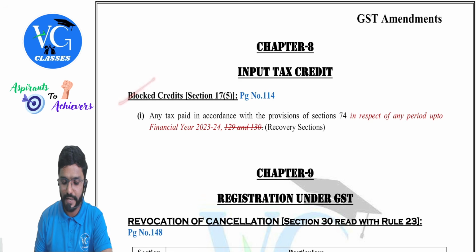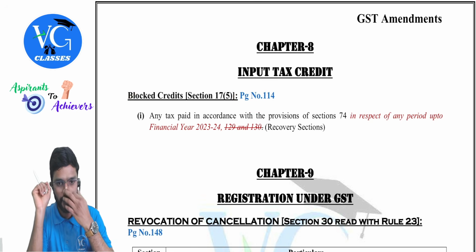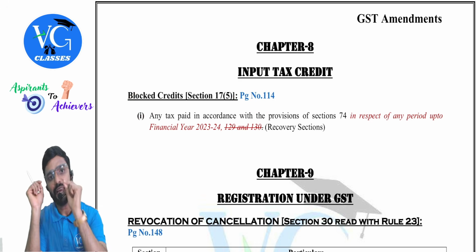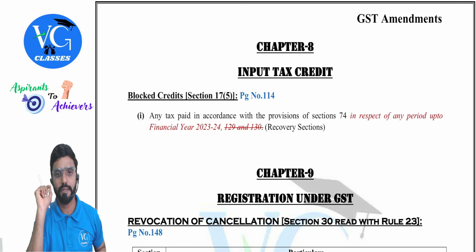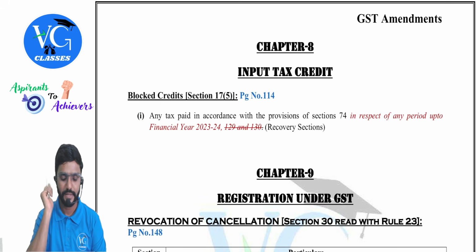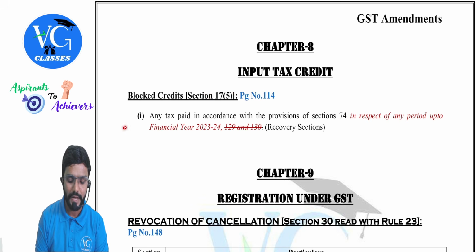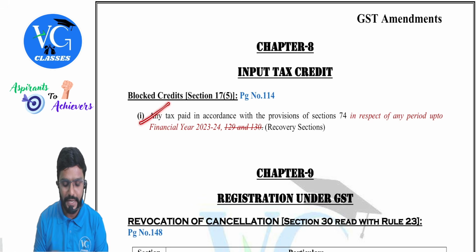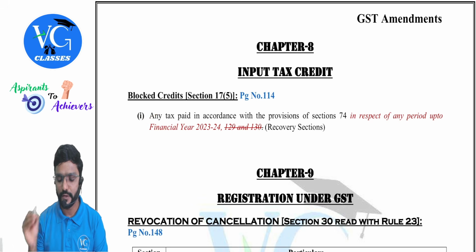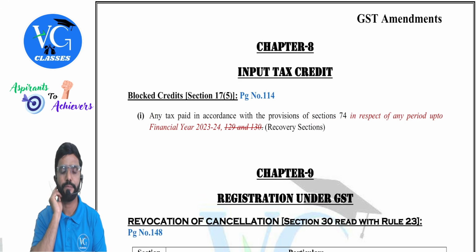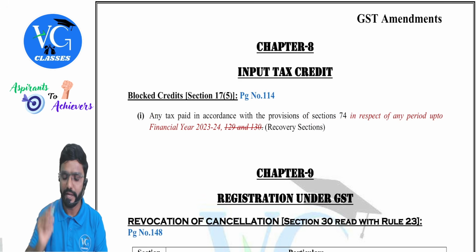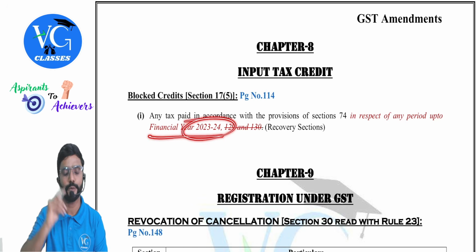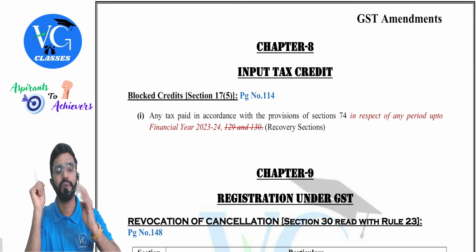Guys, under block credit, which is on page number 114, section 17(5)(i). I have taken only the part which is amended. Section 17 subsection 5 clause (i). What is it? Any tax paid in accordance with the provisions of section 74, no credit for it, but only in respect of any period up to financial year 23-24. Only up to financial year 23-24.